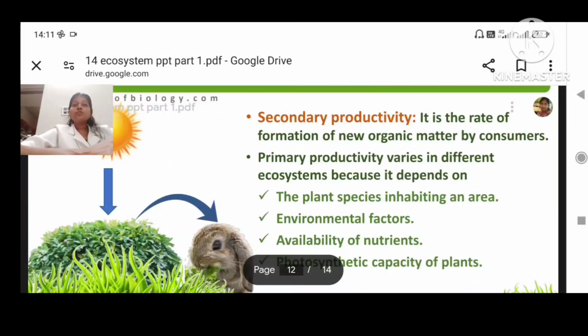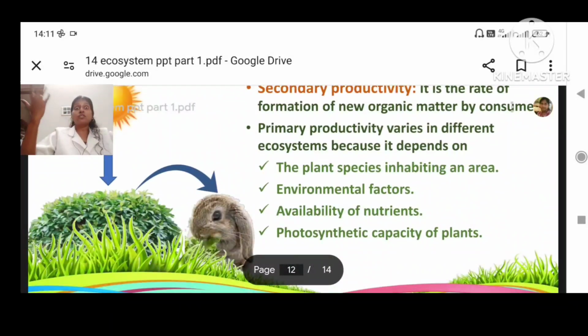That's a question, isn't it? Usually they ask this, so you have to note it. First is the plant species inhabiting the area. If it is big trees, obviously the production will be more. If small, the production will be less. In a desert, the production will be less because of the species there. Some can produce a large amount of food because their photosynthetic capacity is more. They have high photosynthetic efficiency, so they can prepare much more food compared to others. Then obviously their primary production will be more. When the plant species inhabiting the area is good, production will be more.